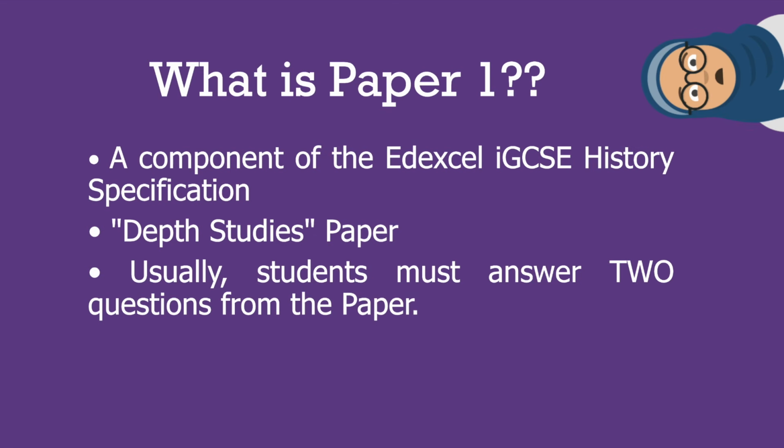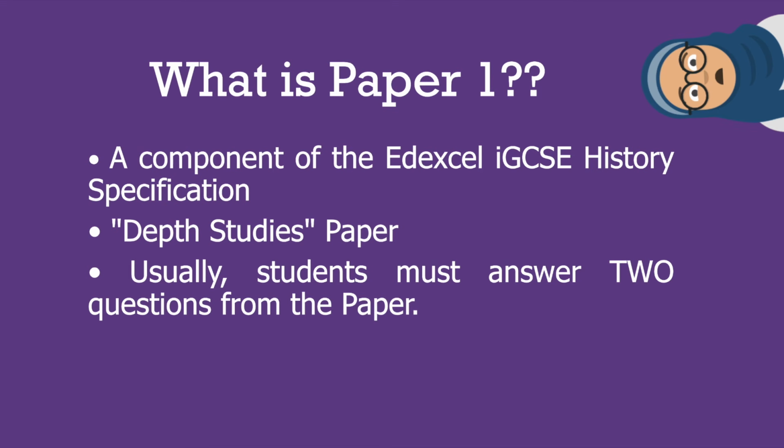Usually students must answer 2 questions from paper 1, but due to the COVID-19 crisis and all of the protests that happened in the UK, Ofqual has changed some parts of the history iGCSE, and there is an option for students to answer just 1 question from paper 1, but only for the May-June 2021 exams. We don't know anything about any other exams that will happen later on, so that is just a temporary change, and I won't go into detail about that because your teacher will probably inform you about all of those things.